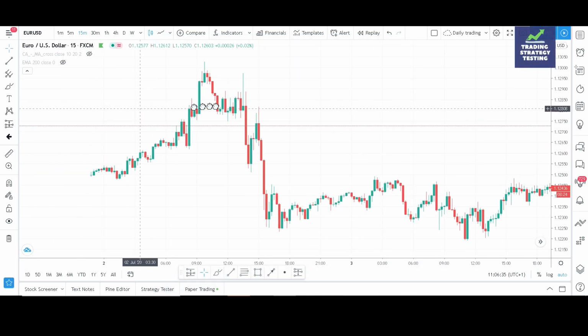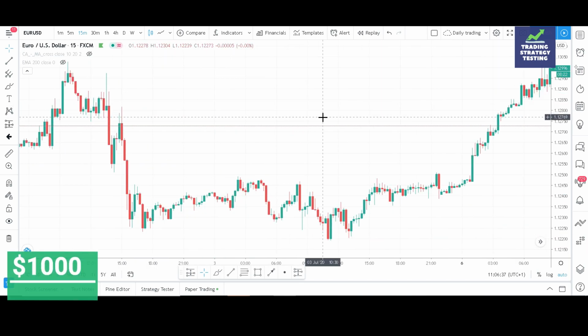Our starting capital is $1,000 and we will be trading Euro USD since it is the most traded pair in the market.